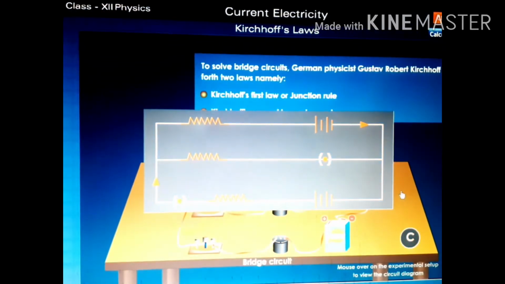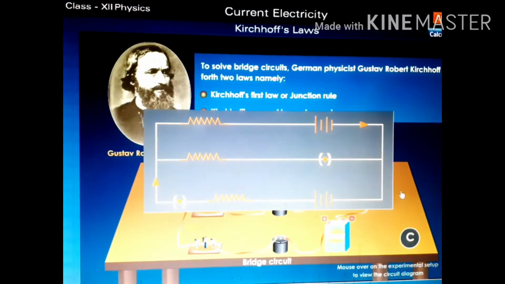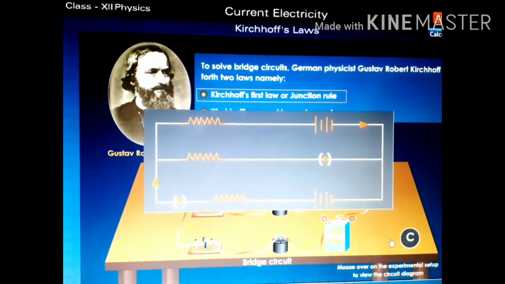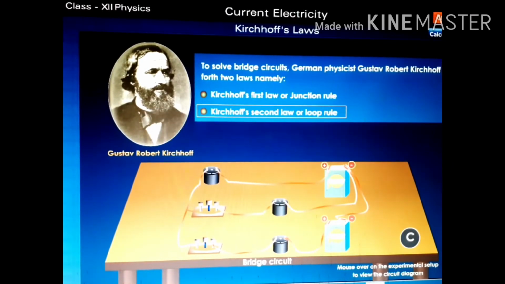the German physicist Gustav Robert Kirchhoff put forth two laws: the first is Kirchhoff's first law, and the second is Kirchhoff's second law or loop rule. Kirchhoff's first law has another name, junction rule, and it is related to conservation of charge. Kirchhoff's second law is the loop rule, and it is related to conservation of energy.